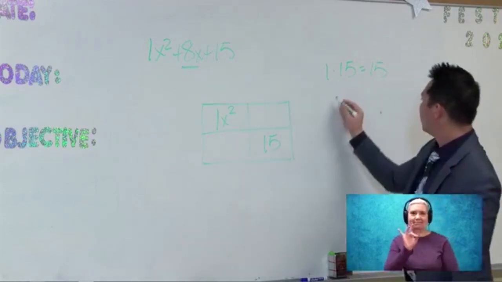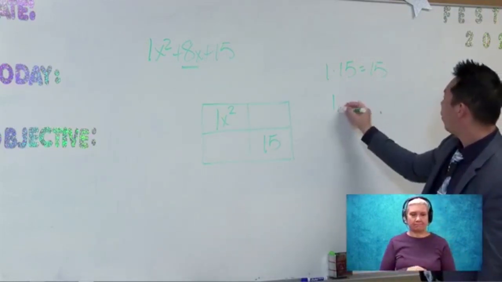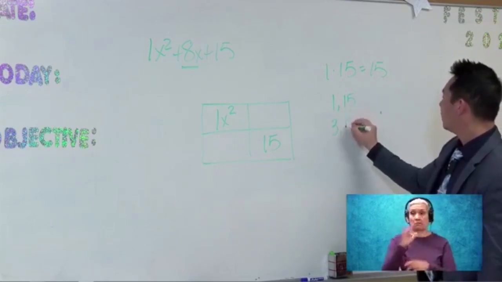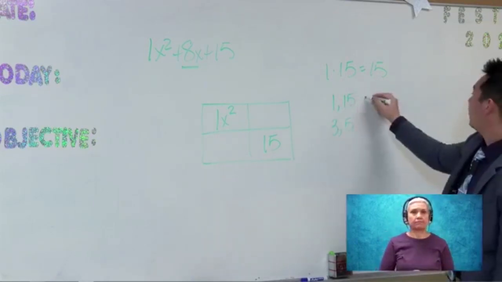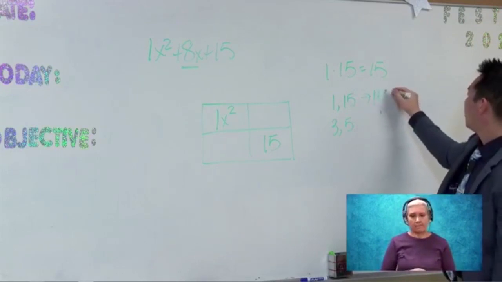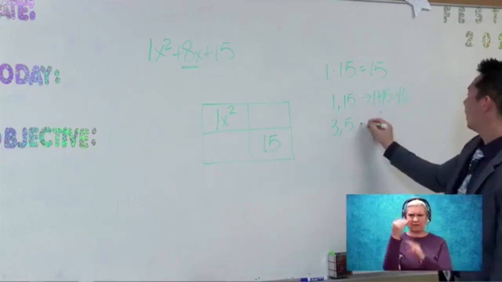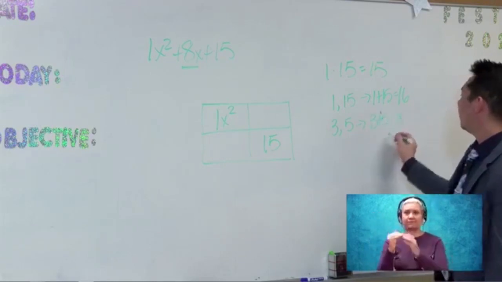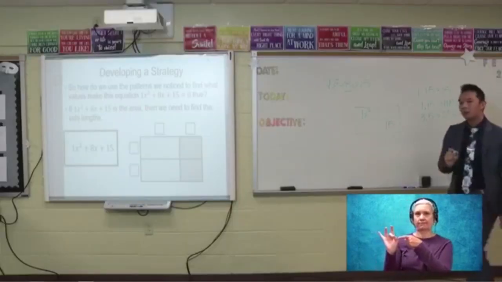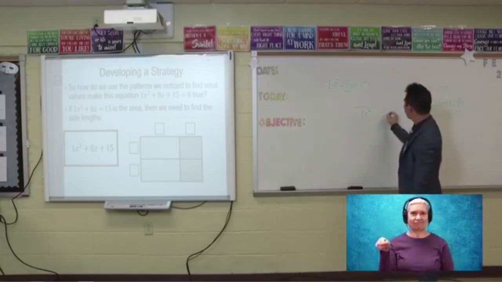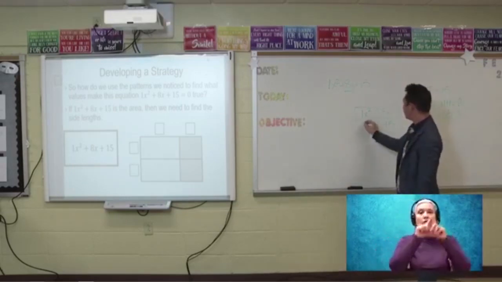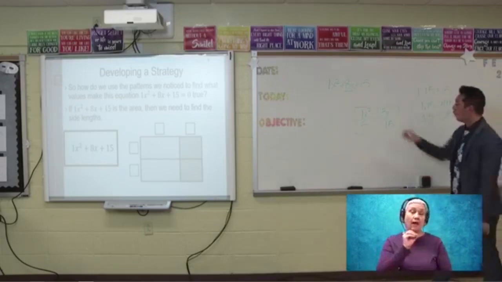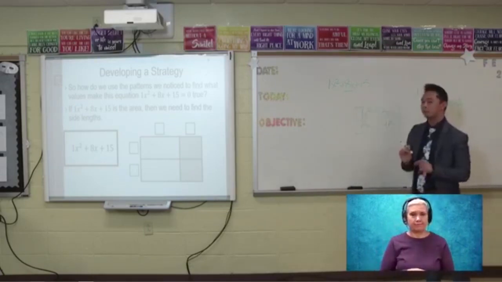So if I'm listing out the factors of 15, I have 1 times 15, and I have 3 times 5. Well, if I add 1 plus 15, that's equal to 16. 3 plus 5 is equal to 8, and that right there is what we're interested in. So these two squares must then be 3x and 5x. But now we're still looking for what these side lengths need to be.